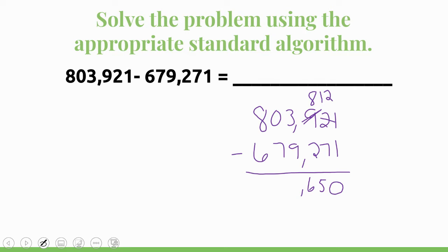3 take away 9, nope, not happening. Oh, but I've got a 0 here. I can't get anything from that. So I'm going to have to come over here to this 8. That 8 is going to turn into a 7. This 0 is going to turn into a 10. That 10 is going to turn into a 9 because it needs to share with this one. 13 take away 9 is going to give me 4. 9 take away 7 gives me 2. 7 take away 6 gives me 1. And I have 124,650.